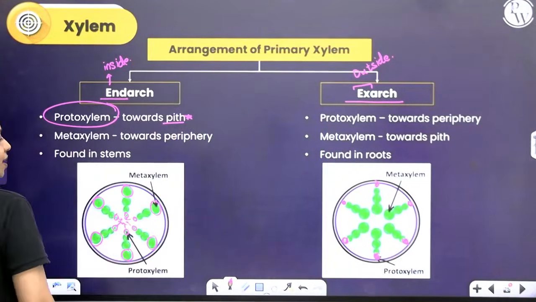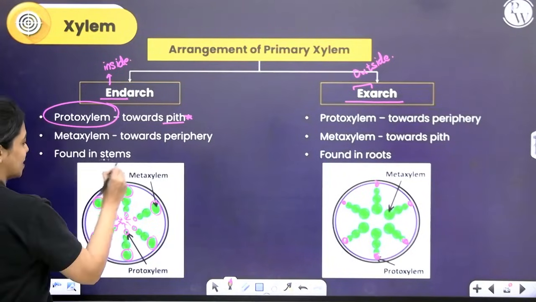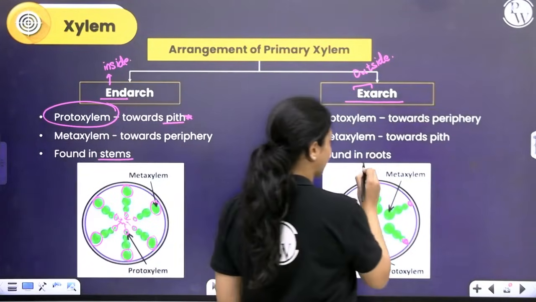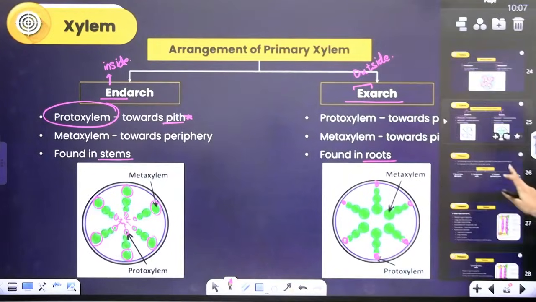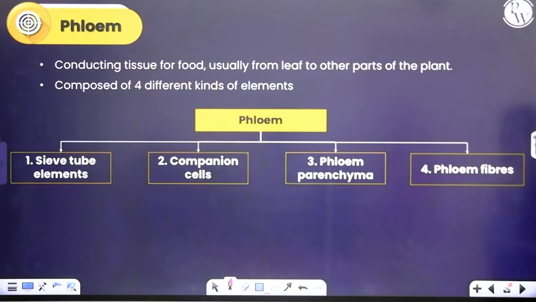This type of endarch arrangement of xylem can be seen in stems. Exarch arrangement can be found in roots. Okay? Now let's move on and learn about phloem.